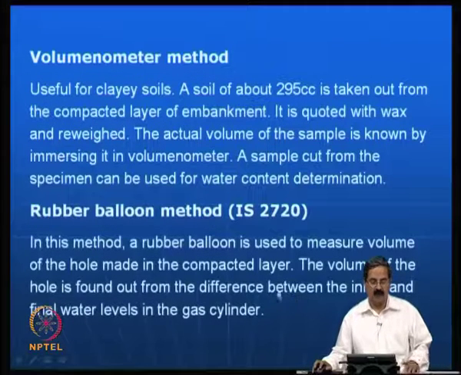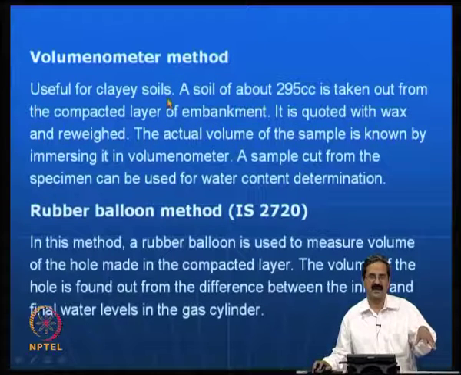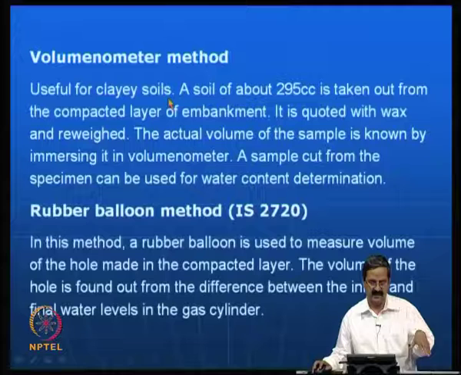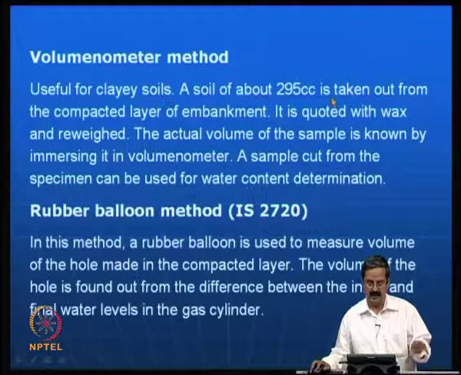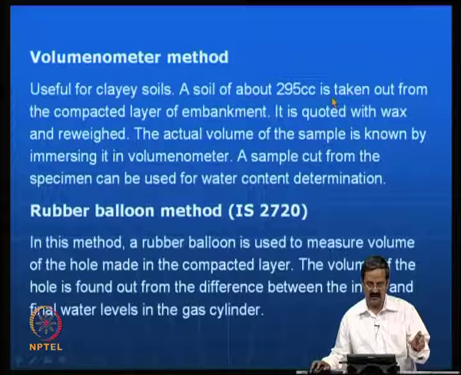Then you have what is called the voluminometer method. Actually, this is also another simple method. Why we are doing so: there are different types here, and this one is particularly useful for clayey soils. What we do is take about 300 or 295 cc of the soil, the volume in cubic centimeters, from the compacted layer of the embankment.